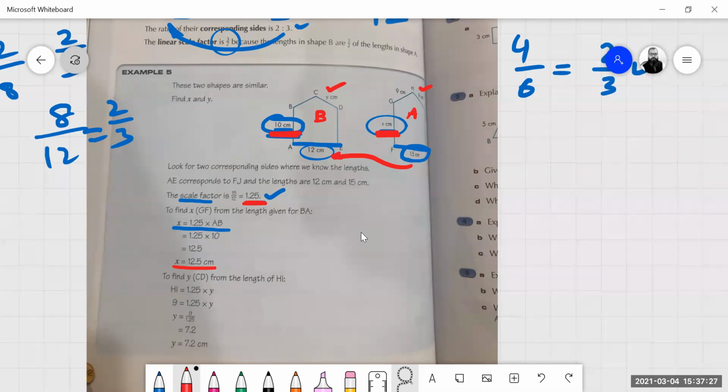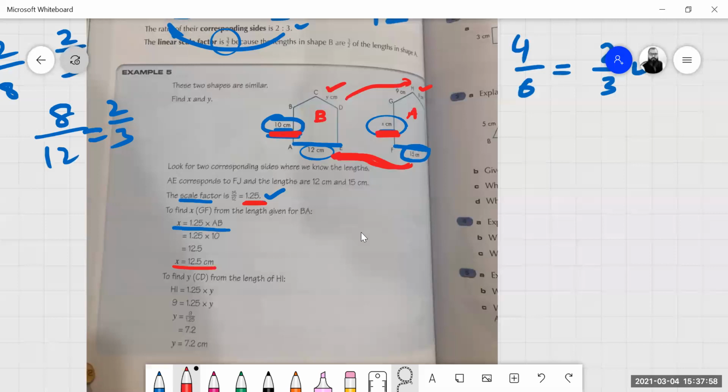Here it will be the opposite because we are now moving from here to here. Understand? So 9 will be equal to the scale factor multiplied by y. This is a technical thing. If we move from here to here, we will follow the rule. Okay?